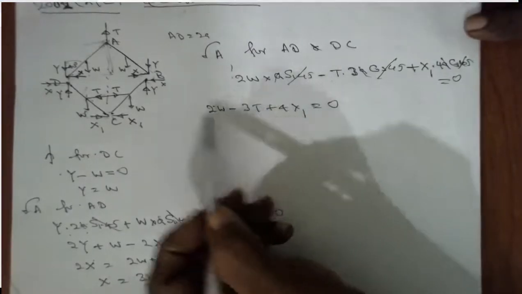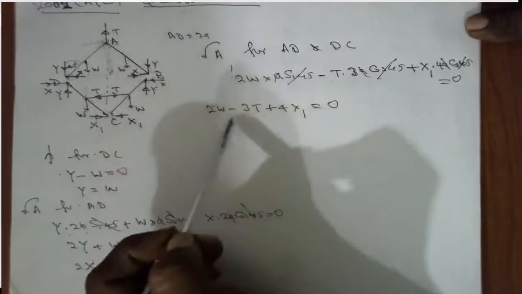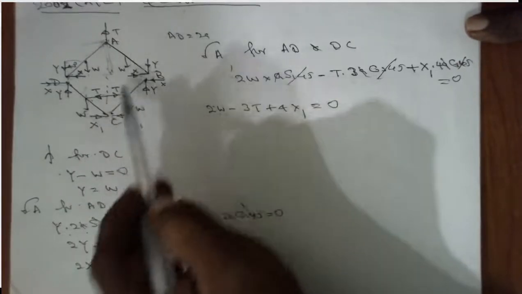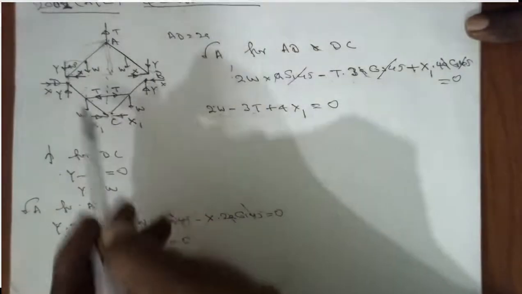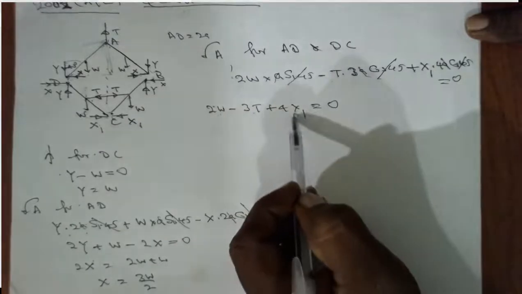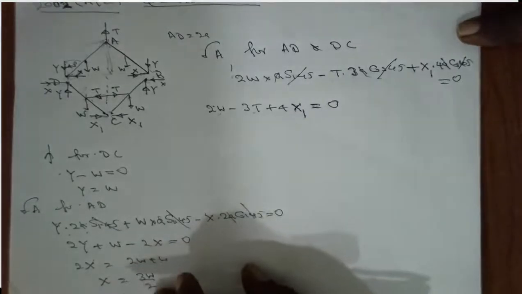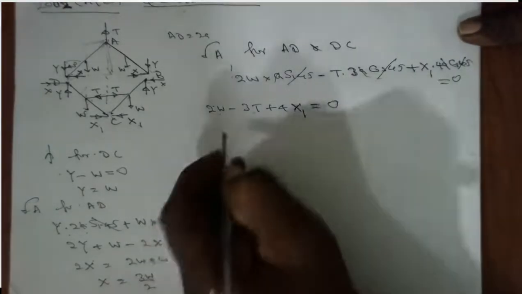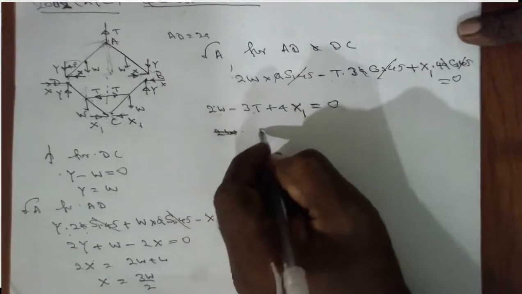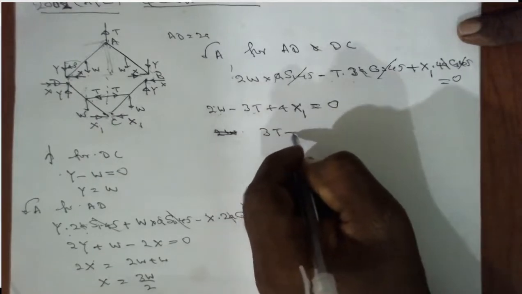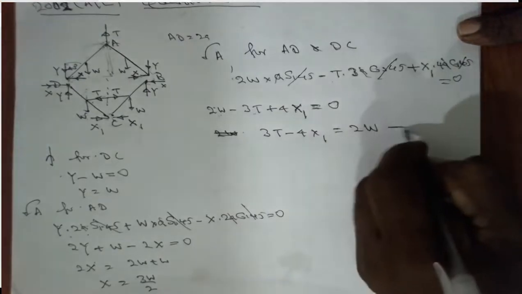Both W terms give an anticlockwise moment, therefore positive. This T gives a clockwise moment, therefore it's negative. X1 gives an anticlockwise moment, it is positive. Right? You can recheck whether you got it correctly. Now you have one equation: 3T minus 4X1 equals 2W. Right? This is equation 1.